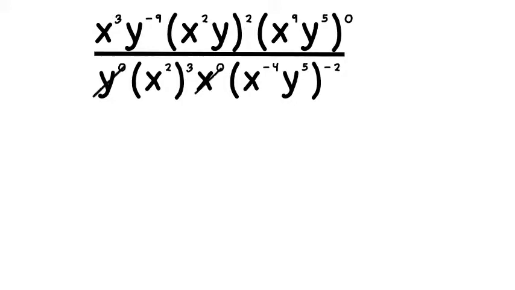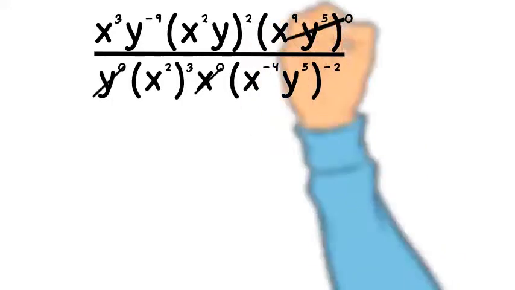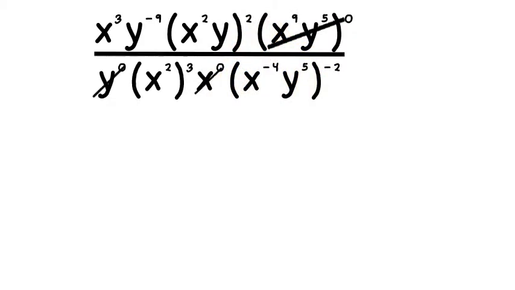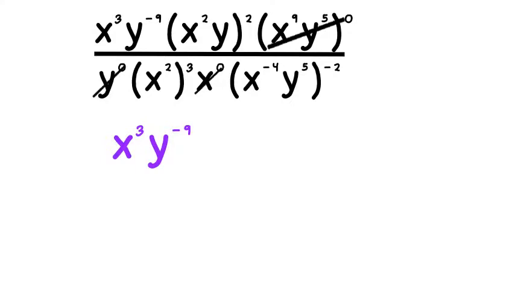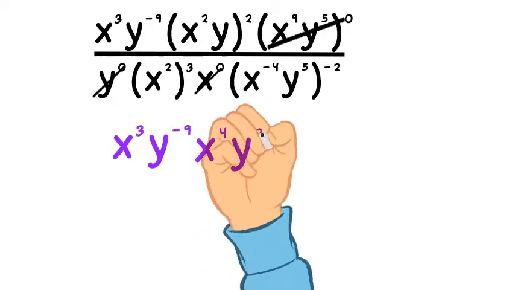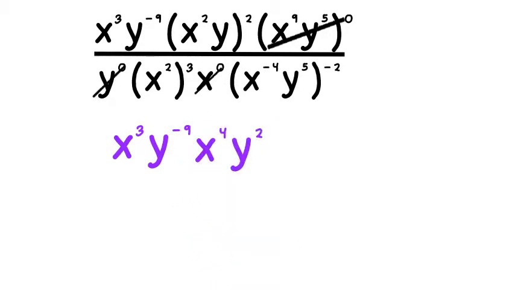Then the term x to the 9th, y to the 5th, all that to the 0 just becomes 1, so we can cross it out as well. X to the 3rd, y to the negative 9 just comes from the first part of the numerator. Then we get x to the 4th and y squared following the properties of powers.